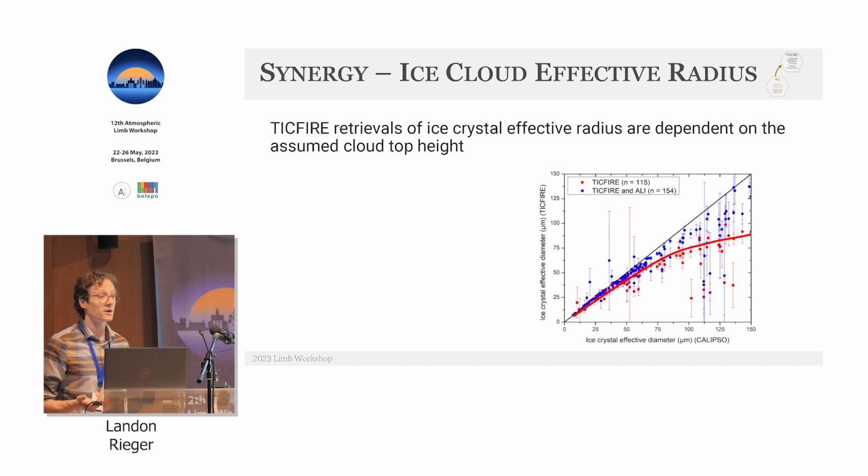The second is between TICFIRE and LE. So TICFIRE, those long wavelengths are quite sensitive to the ice crystal effective diameter, which is an important parameter in the radiative forcing. But to do the retrieval, they have to assume some cloud altitude. And that impacts their retrieved particle size if they get that assumption wrong. So on the right here is that same Calypso case that we've been looking at previously, where simulated TICFIRE retrievals are the red line there, where TICFIRE is systematically underestimating the retrieved effective diameter due to the errors in the assumed cloud altitude.